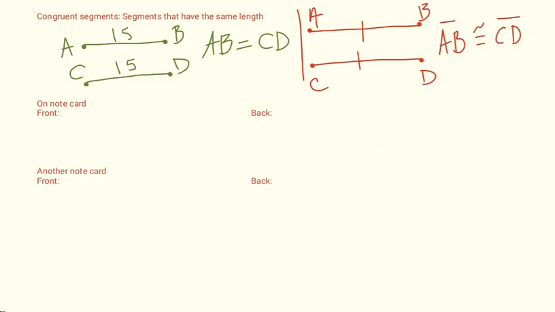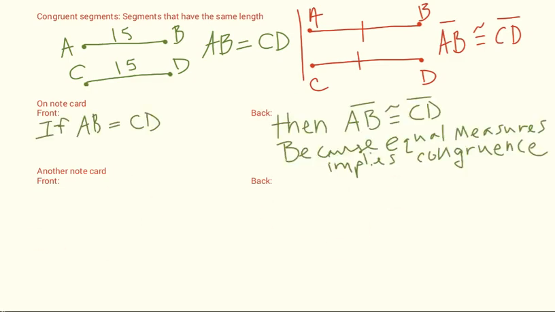So the first one is if we have that the two lengths are equal to each other, and you can draw the same picture up here, you can draw it on the front of your note card. So if we have two distances are equal to each other, then on the back side we know that segment AB is congruent to segment CD, and the big reason is because equal measures implies congruence. And there's a way that you can write that in an abbreviated way, and this is what that could look like.